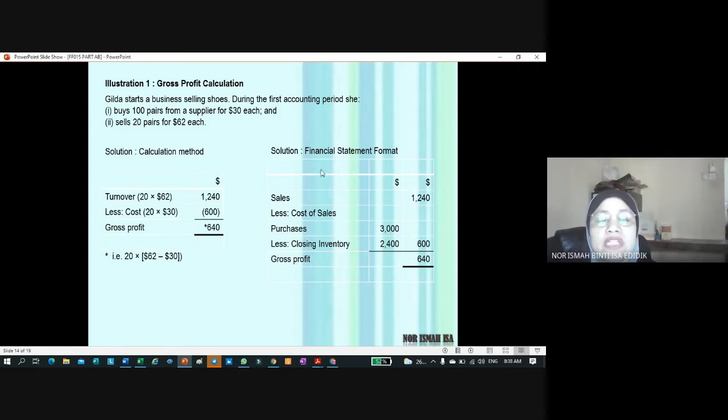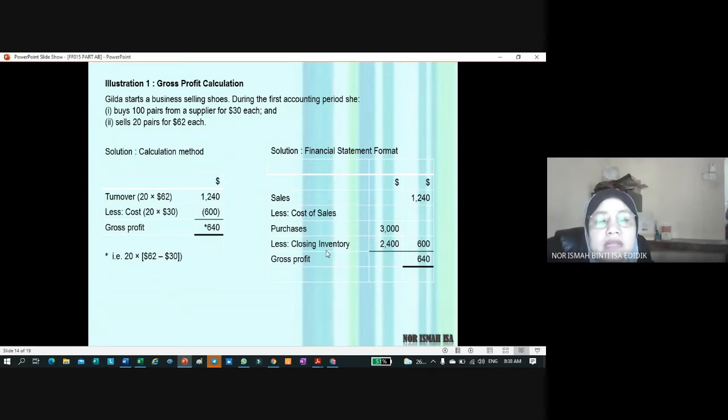So for the presentation of the financial, this is how you present it in the statement of profit or loss. Sales, and then you show the cost of sale, coming up from purchases. So altogether purchases is 100, you multiply with the 30, so the total of purchases is 3,000.